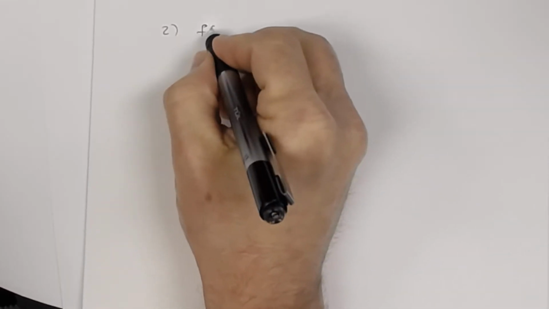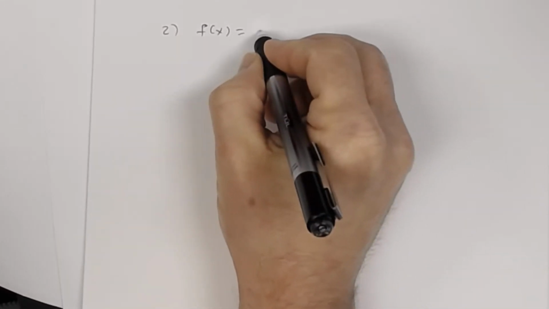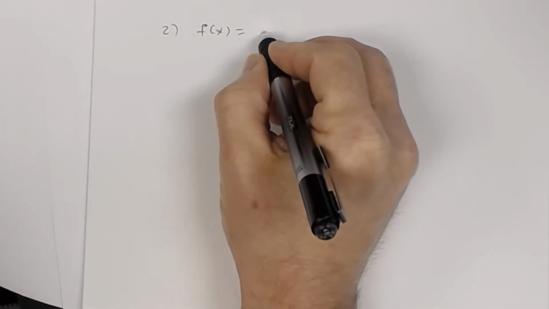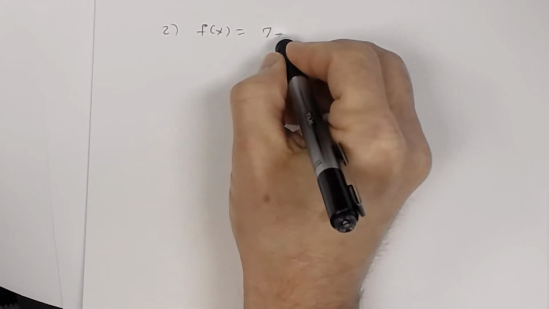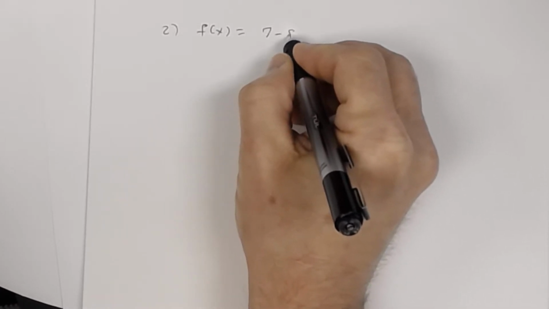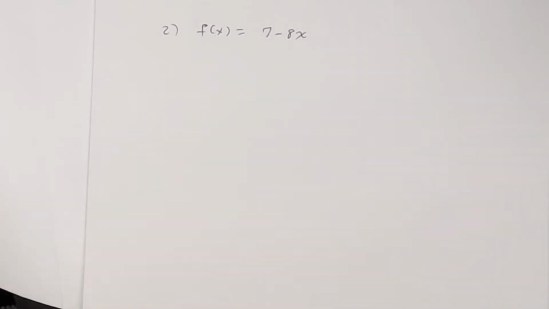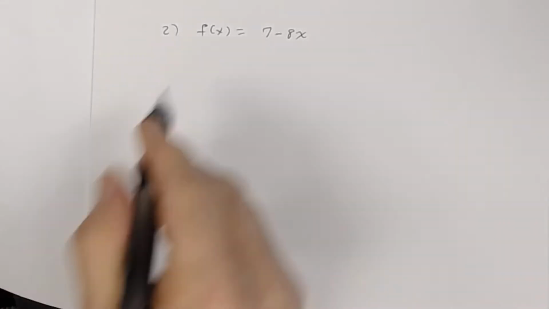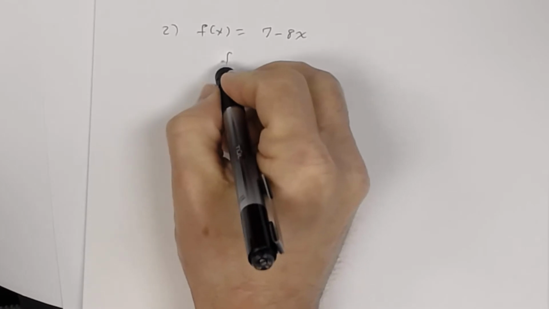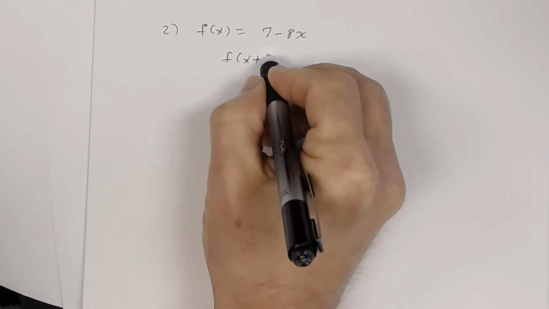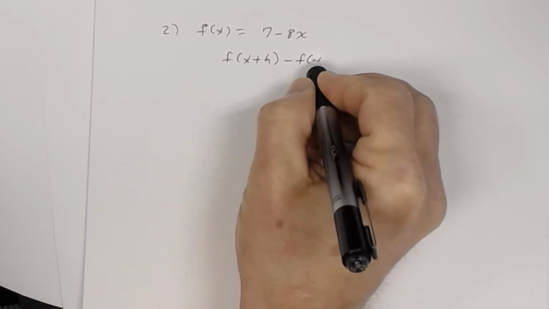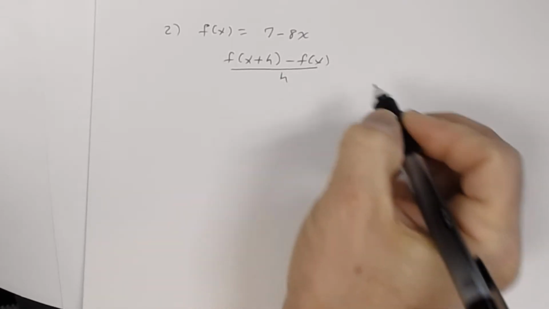All right, let's look at one more linear, and then we'll do some quadratics. So let's look at this one, number 2. Let's suppose that my function f of x is equal to, let's say, 7 minus 8x. All right, so again, I want to find the difference quotient. So go ahead and write the difference quotient. This is what you want to find, f of x plus h minus f of x, all divided by h.